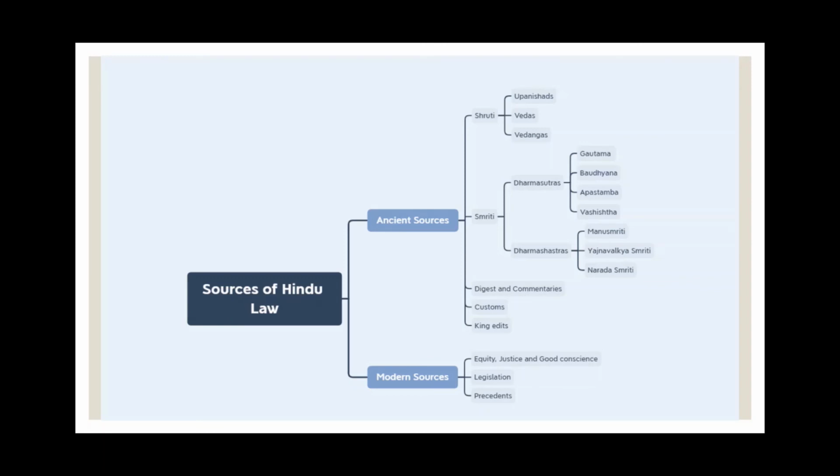Then, modern sources of Hindu law have been divided into 3. The first is equity, justice and good conscience. Second is the legislation, and the third is the precedents.